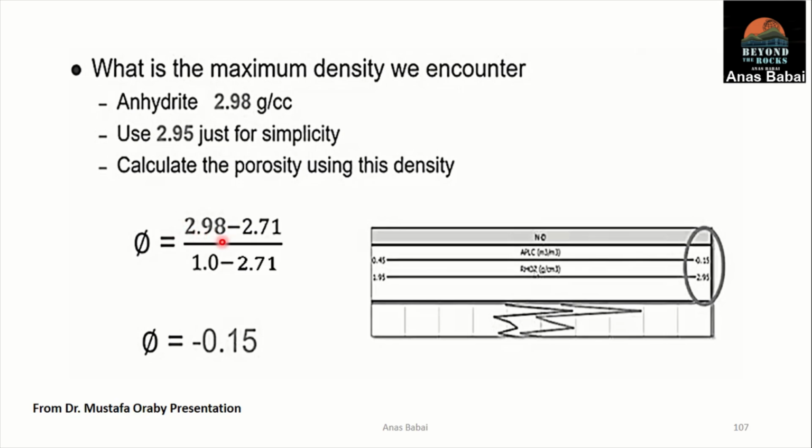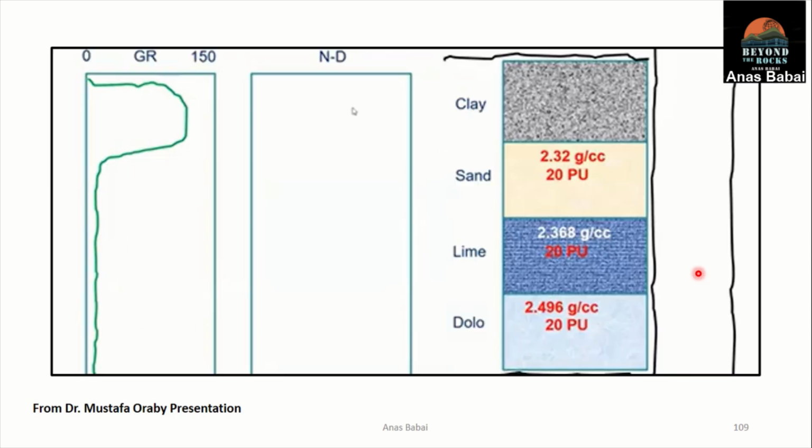which is consistent with 2.95. Sorry, this is 2.95 gram per centimeter cubed, and the porosity is minus 15. So that is why we have minus 15 porosity, although we don't have minus 15 porosity in reality. But for consistency reasons, to make those two scales consistent, we have to have this value, minus 15. I hope it's clear.